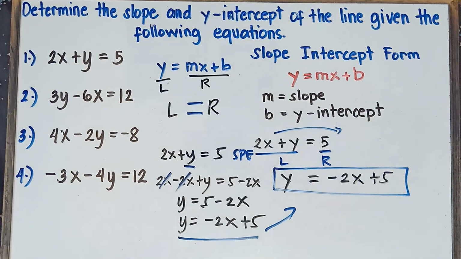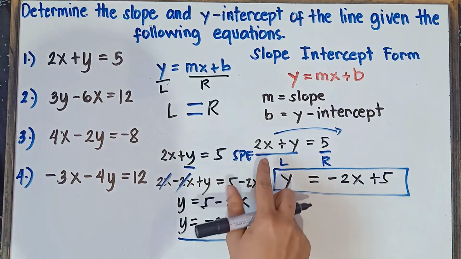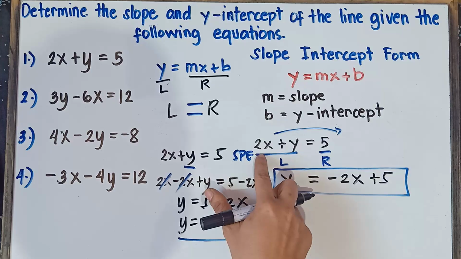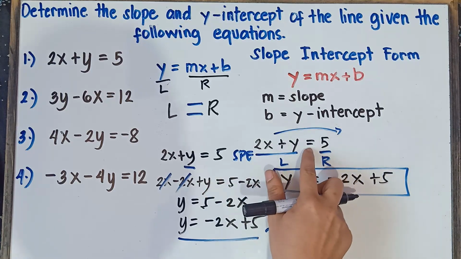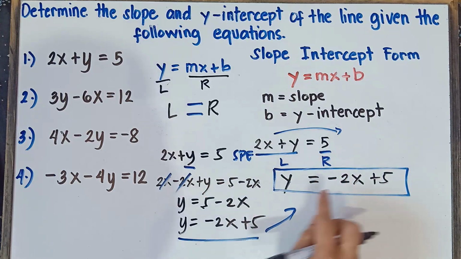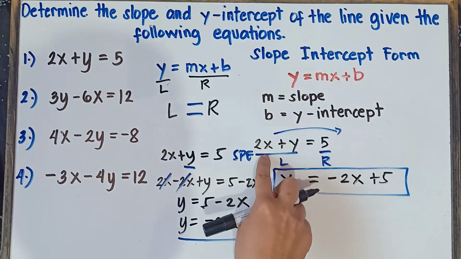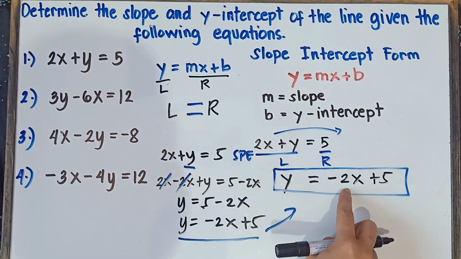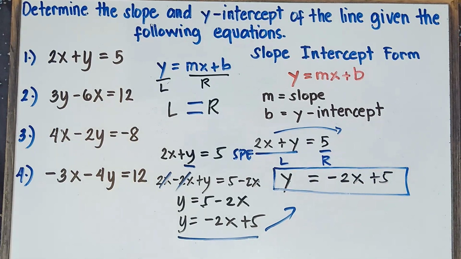But for me, class, it's better to use this one. Simply transpose 2x from left to right. Once you transfer across the equal sign, you change the sign. This is positive 2x. It will become negative 2x, and then copy positive 5.